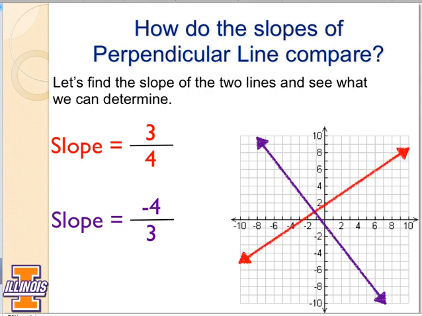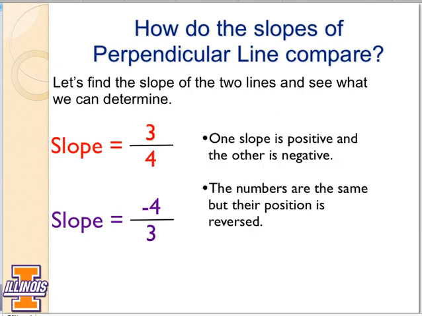So let's look at how these two slopes compare to each other now. A few things that I notice is that one slope is positive and one slope is negative. I also noticed that both slopes involve the same numbers, 3 and 4, but I noticed that their position is reversed. In one, it's the numerator and denominator, and in the other one it's in the opposite order, denominator and numerator.